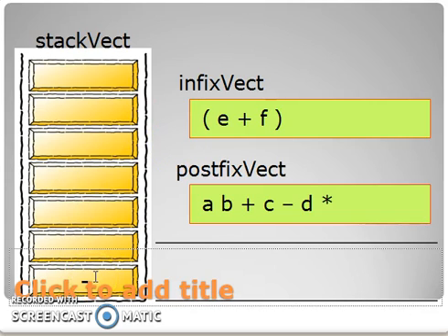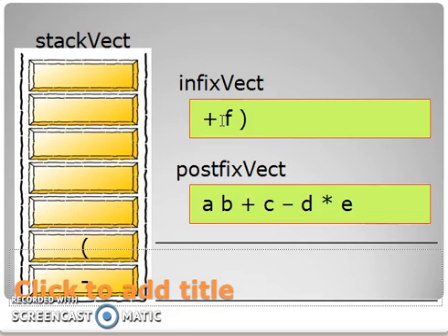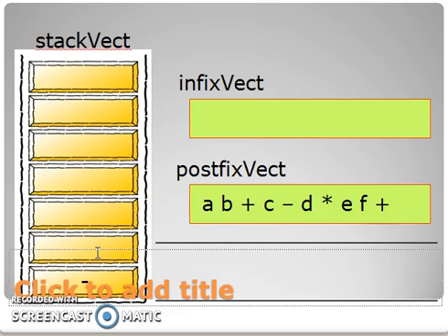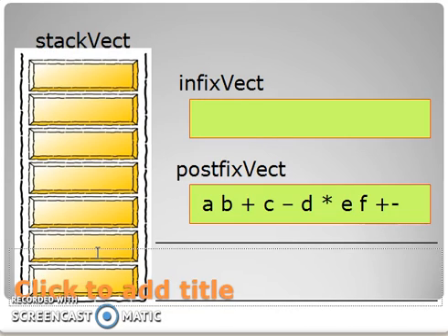Next we insert the open parenthesis. Then an operand is read, and we insert it into the postfix vector. Next the plus operator; because the open parenthesis is there, there is no need to check against the minus. The next one is the operand f, which we insert into the postfix vector. Finally, the close parenthesis. Once we read the open and close parenthesis, we need to pop out and insert into the postfix vector. And finally, whatever is in the stack, we need to pop out from the stack vector to the postfix vector.